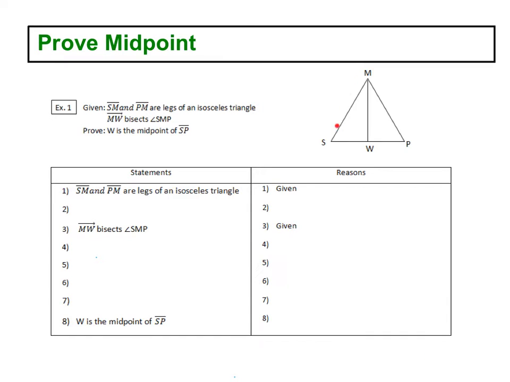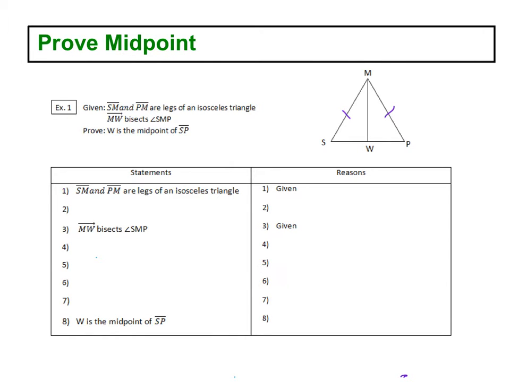So here's SM, here's PM, and they're legs. That means this whole triangle is an isosceles triangle. Well, what do you know about the legs of an isosceles triangle? They are congruent. So that's a congruency that we can go ahead and mark. Those two legs will be congruent.